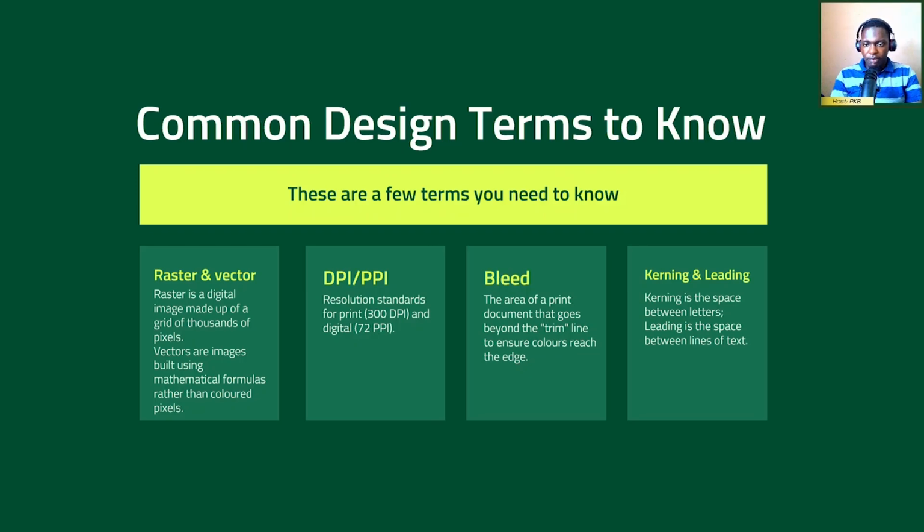And then next we have kerning and leading. So kerning is the space between letters. Each space you see in between the letters over here is called kerning, the spaces in between the letters. And then we have leading. Leading is the space between lines of text. So the spaces between each line of text is what we call leading.